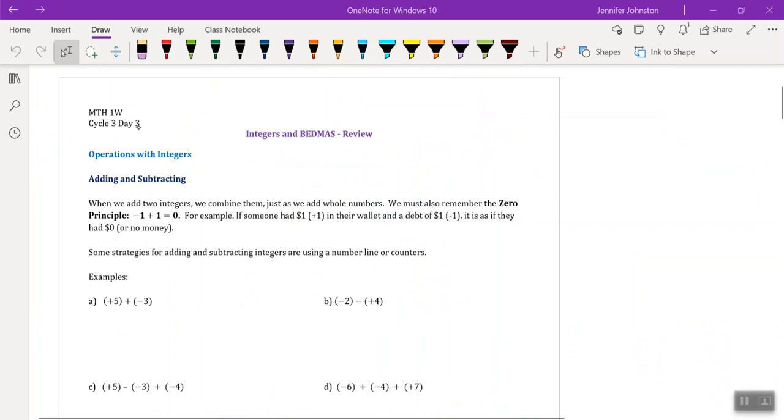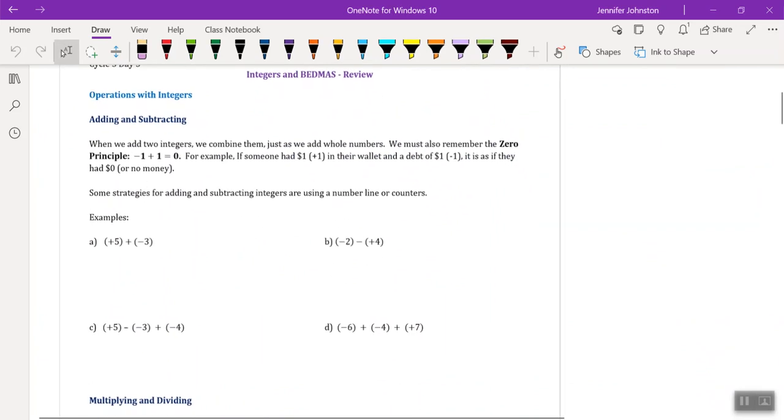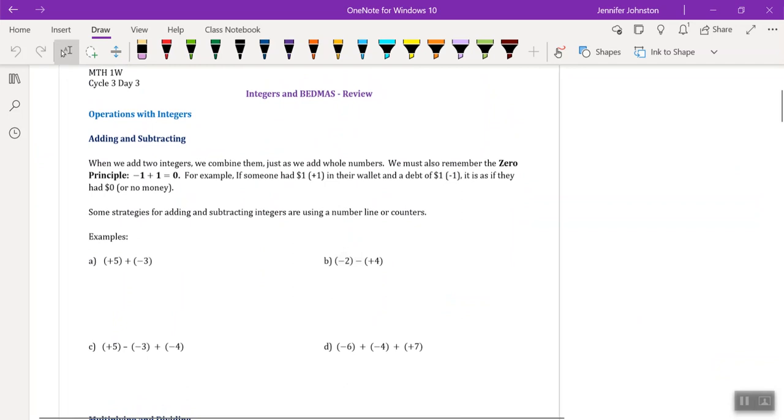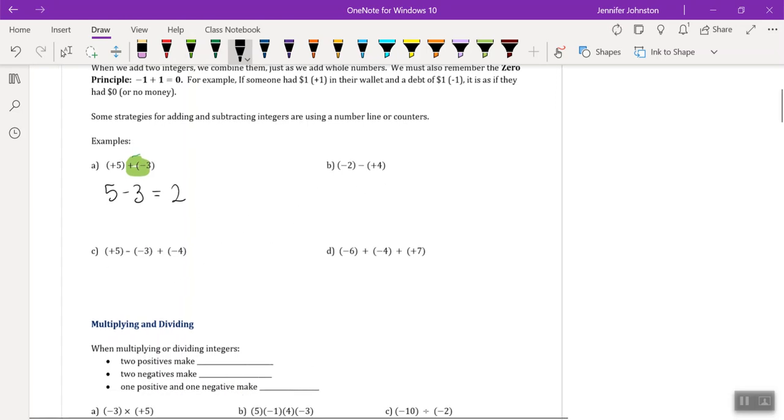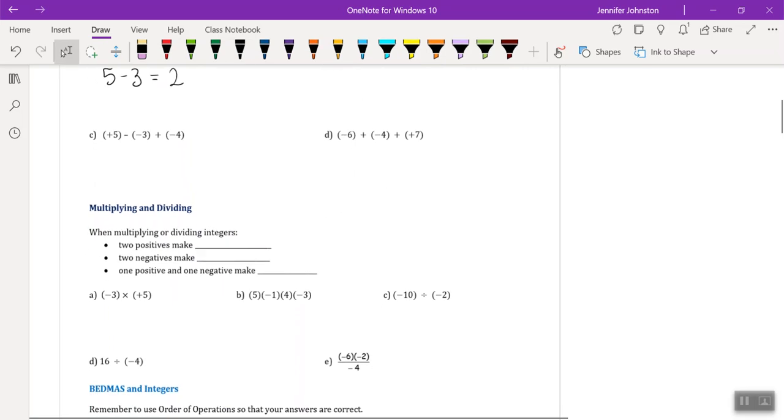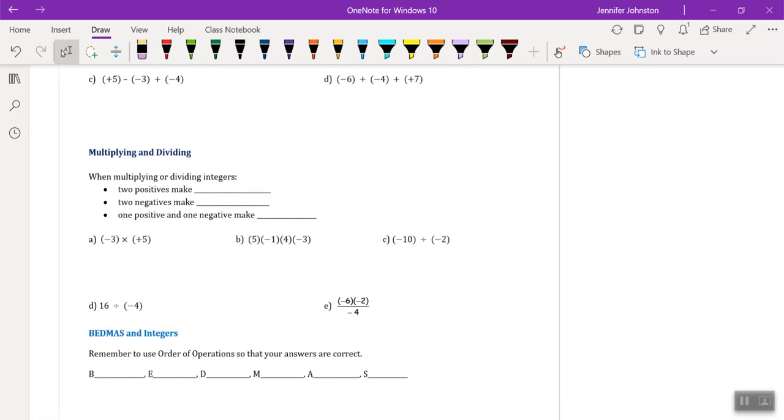So here we are on cycle 3, day 3. Just a quick integers review. So here we're looking at adding and subtracting integers. For instance, if you have -1 and +1, we get 0. All right. So for instance, we have 5 plus -3. We talked about this already. You can take that plus minus and make it into a minus. So this is actually 5 minus 3. That gives us +2, and so on. Try those ones out. You can always use your Desmos calculator for these. I'm not going to go over too many because we have already done this.